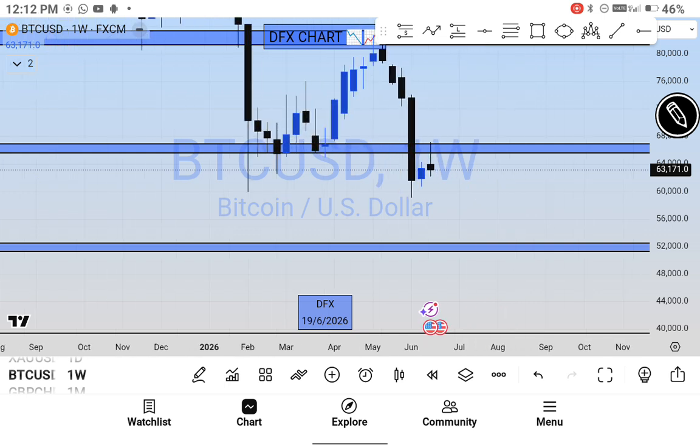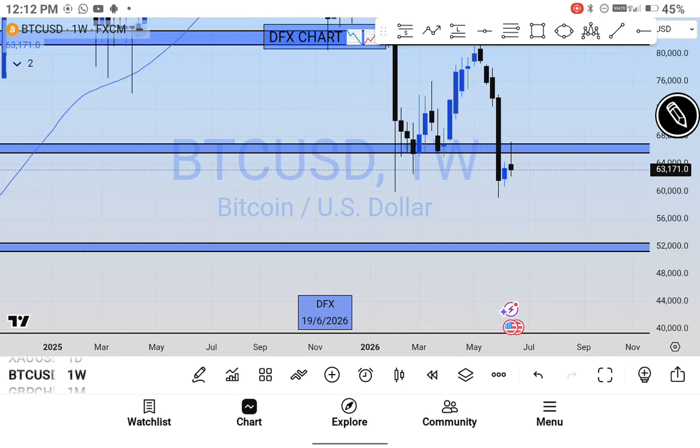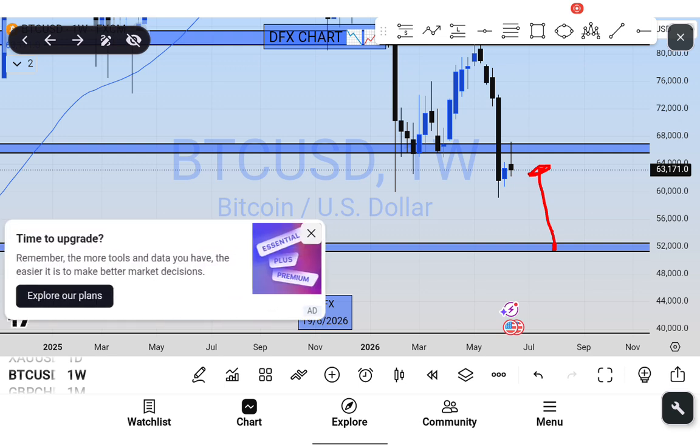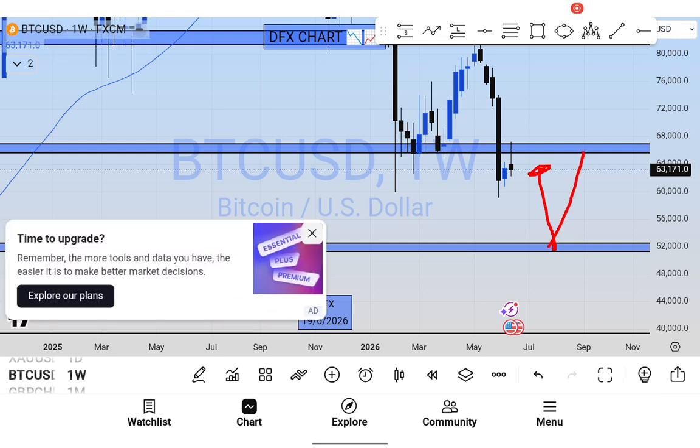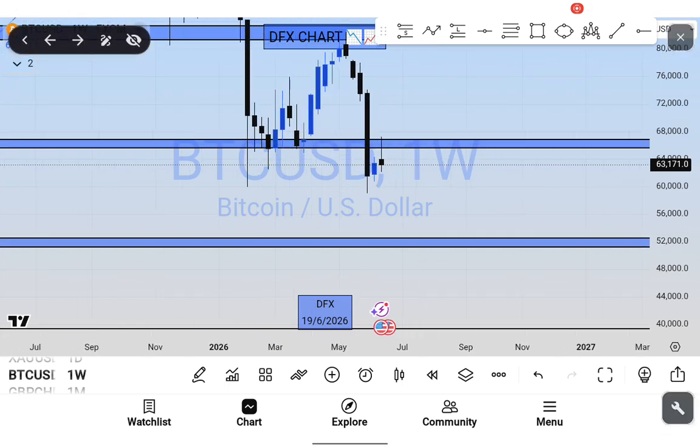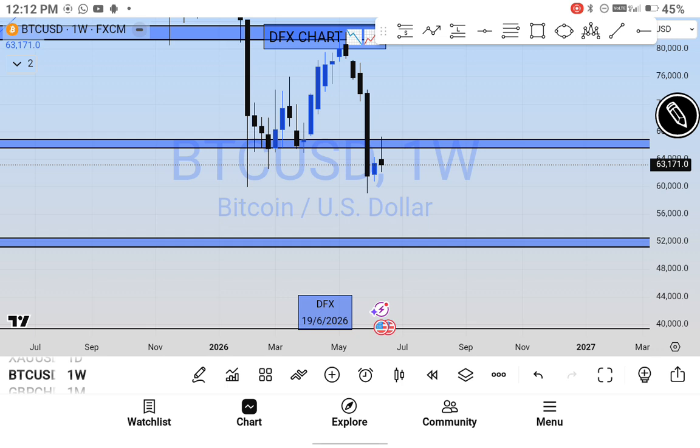So my bias on BTC is that I'm expecting BTC to drop from its current price to $52,000 per coin before we start looking for buys. Then we sell if the market permits. All right, so BTC on a weekly time frame, we're dropping down to this point to form the new lower low that we're expecting.